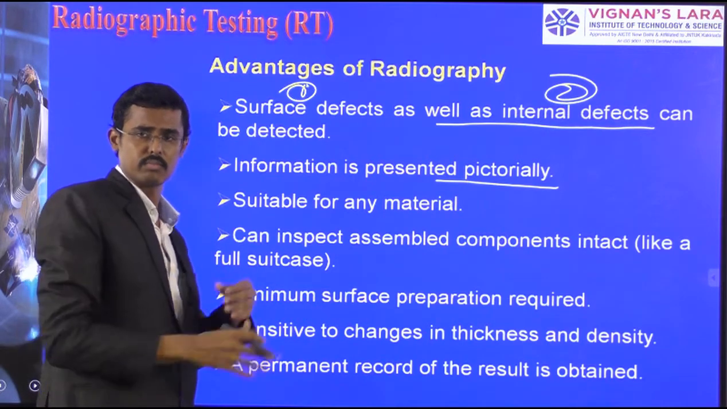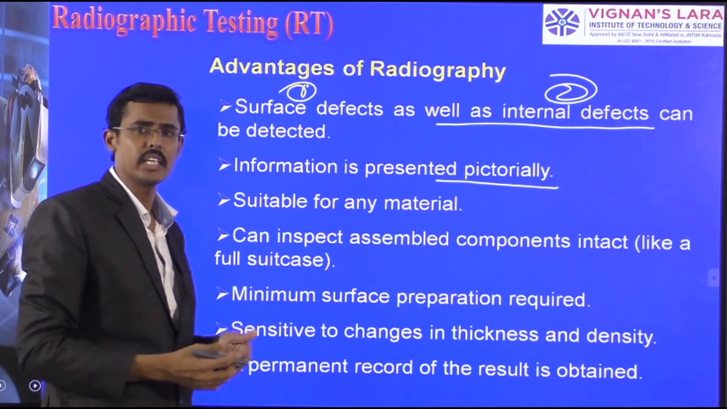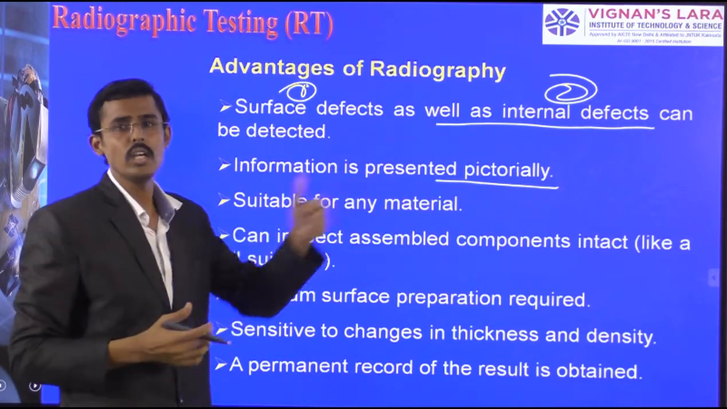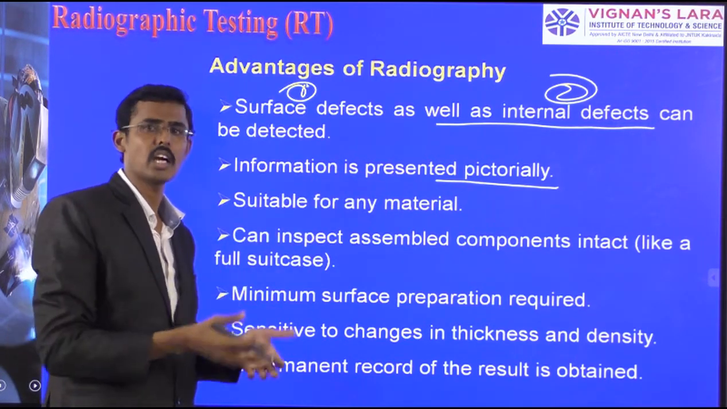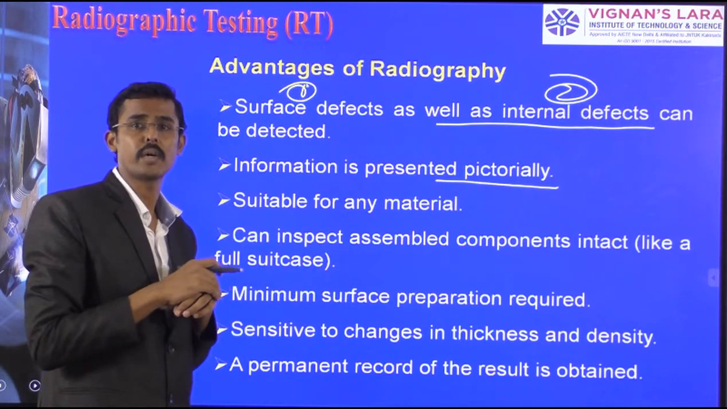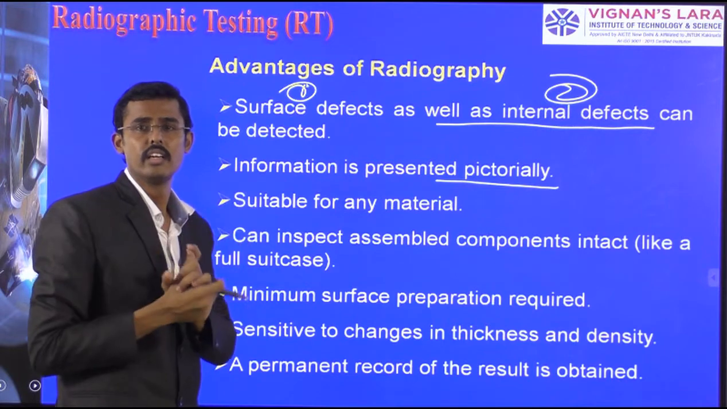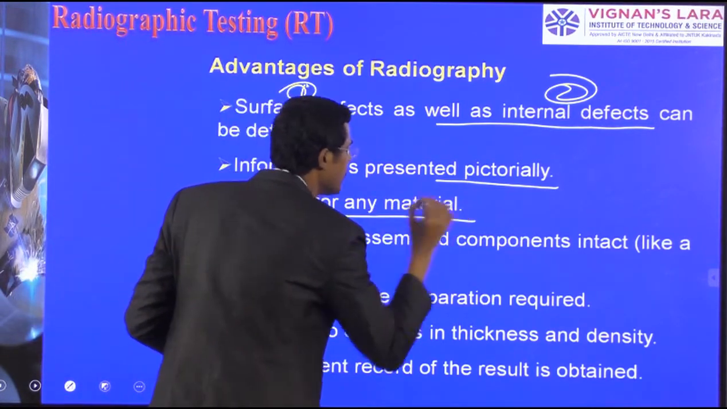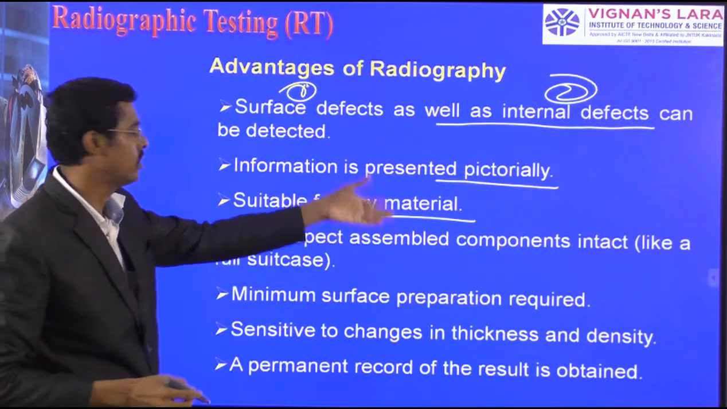If any problem occurs between the client and the industrial fabricator, the record is going to speak there. So there is a record. That is why the quality inspector has rejected the component, and the welding inspector has rejected the inspected coupon. Likewise, we understand it is suitable for any material. All materials can be checked.